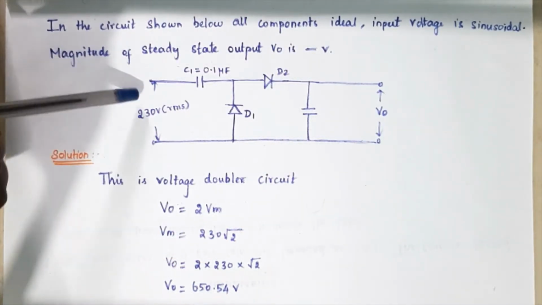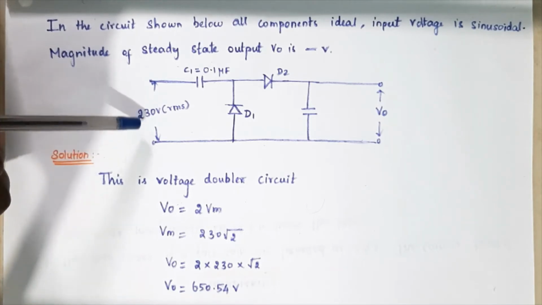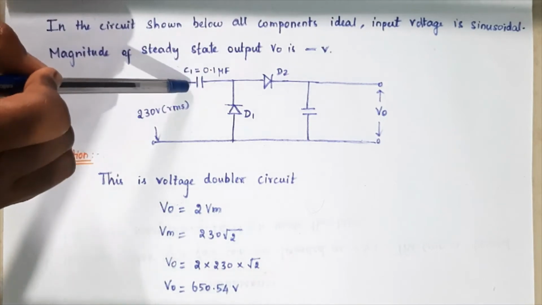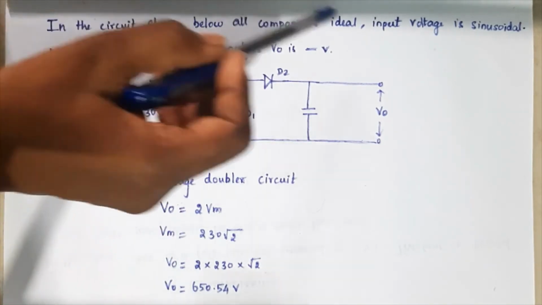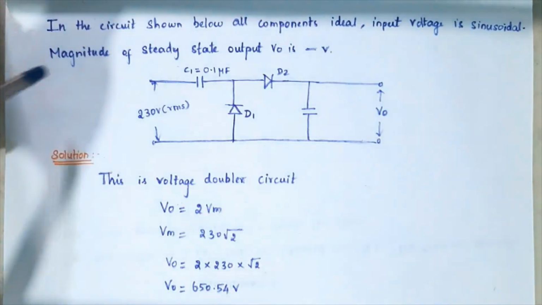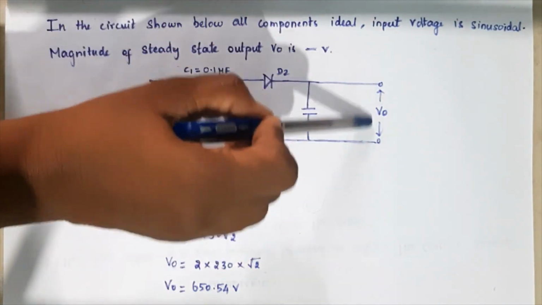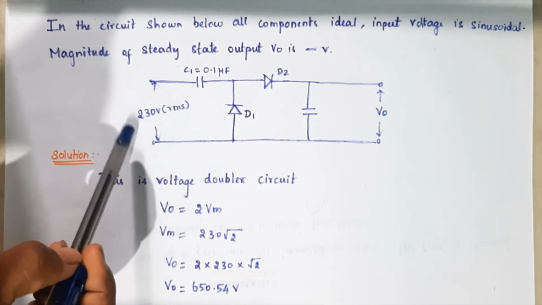In this problem we have a circuit, right? In this circuit they have mentioned all components are ideal, and the input voltage is sinusoidal. We have to find the steady state output voltage V0. So we should find the V0 voltage. So this is the circuit.